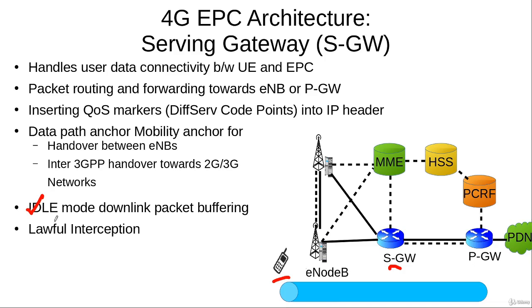Now, another important function of serving gateway is lawful interception. Suppose the law enforcement agencies want to monitor the communications of a user or a user equipment, then they can do it in the serving gateway, because all the data of the eNode Bs that are connected to a serving gateway passes through the serving gateway. So it is a good point of interception where the law enforcement agencies can monitor the traffic of a user equipment.